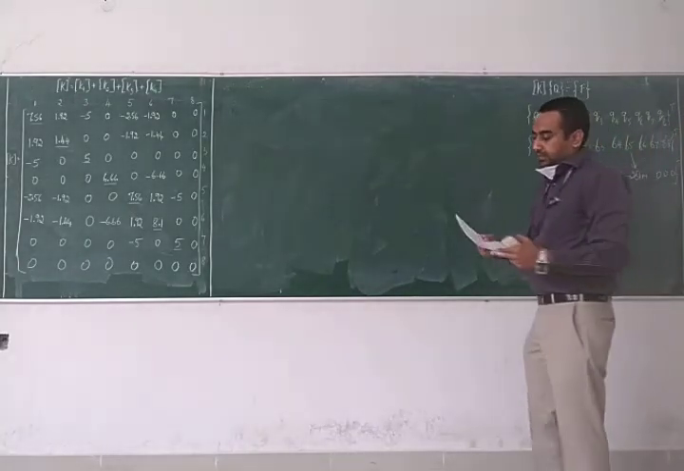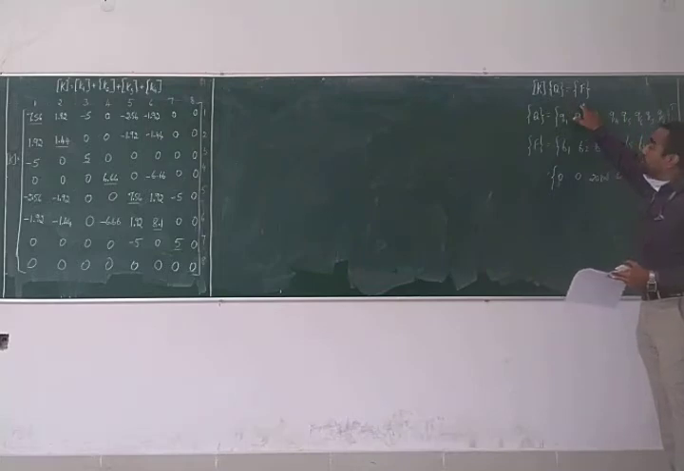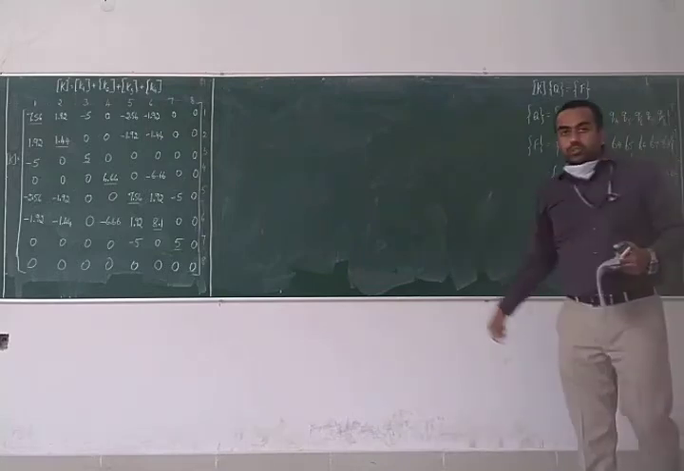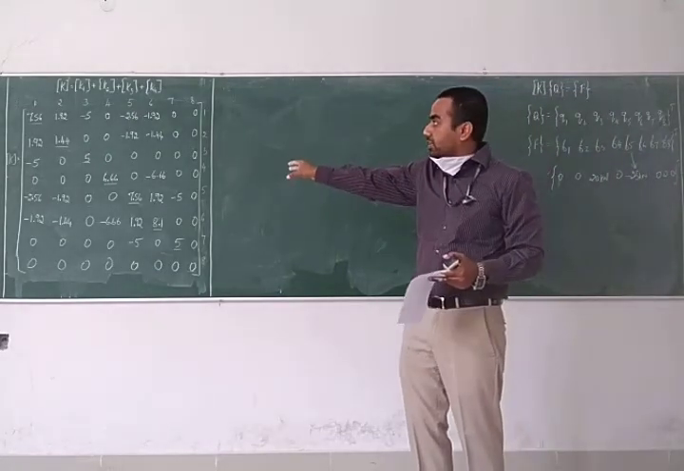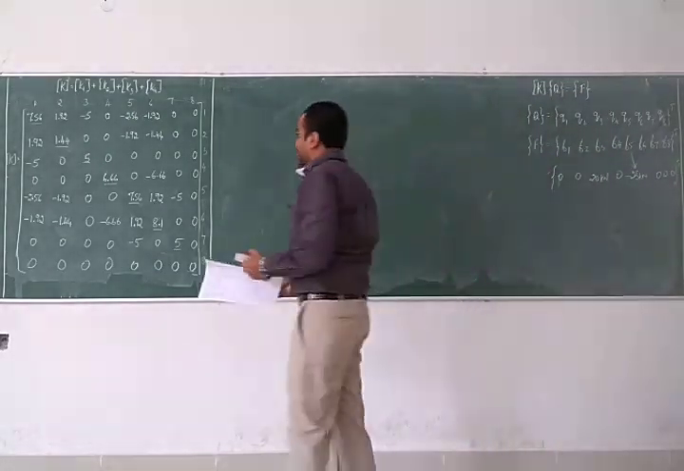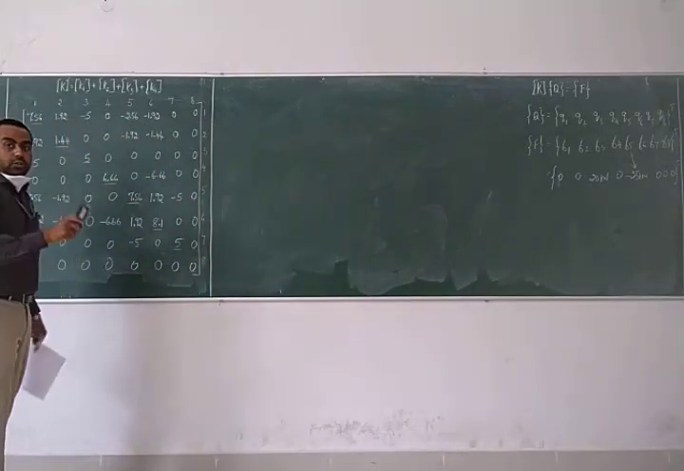Now with these values, we need to substitute into K into Q equals F. So K into Q equals F, and the global stiffness matrix is available. I am substituting it here, retaining the global stiffness matrix. I am not going to write it again, but you need to write it again.